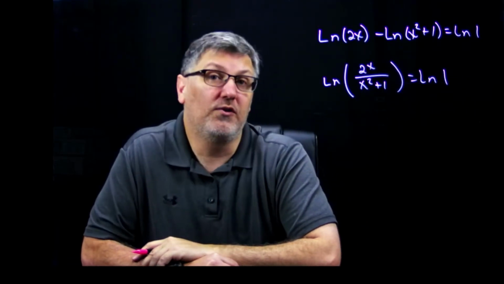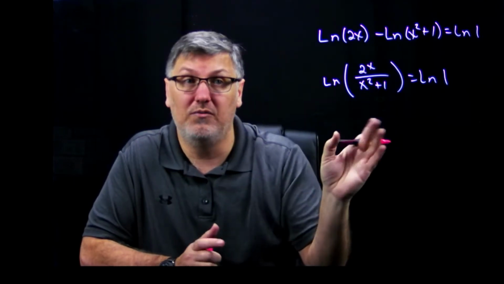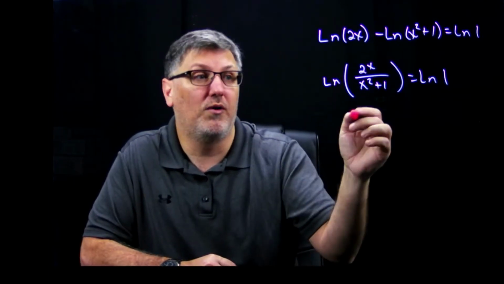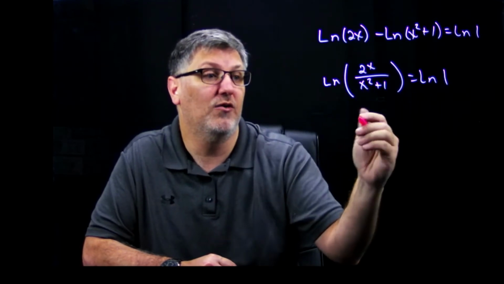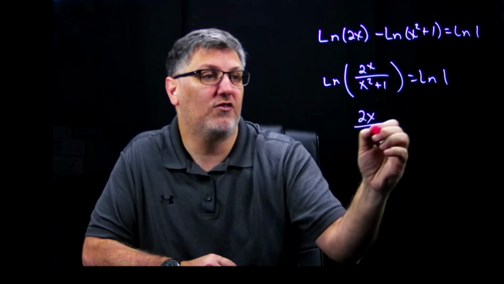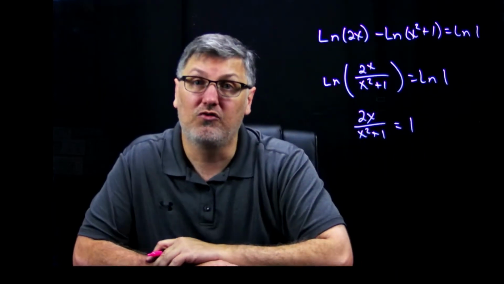Okay, at this point there's a couple of different ways you could do this. You can recognize that ln of 1 is 0 and just simply say this whole thing has to equal 0, which means that this whole thing here has to equal 1. But we can use our one-to-one property. We know that whatever's on the inside here has to match the inside here. So I simply get 2x over x squared plus 1 equals 1. And then we're going to solve from there.